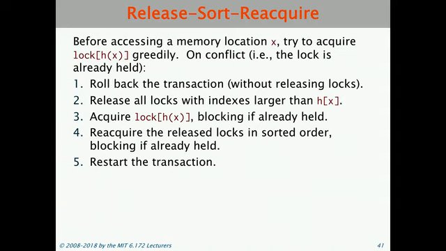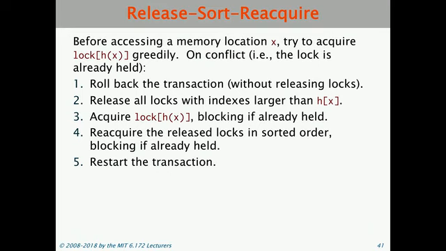Okay? So here's the idea. The first idea is called release, sort, and reacquire. So that's the ownership array part that I just explained. Now here's the release, sort, reacquire. Before you access a memory location x, simply try to grab the lock of h of x greedily. If you don't have a conflict, you get it, and that's great. If not, then what I'm going to do is roll back the transaction, but not release the locks I hold. And then release all the locks with indexes greater than h of x. And then I'm going to acquire the lock that I want.